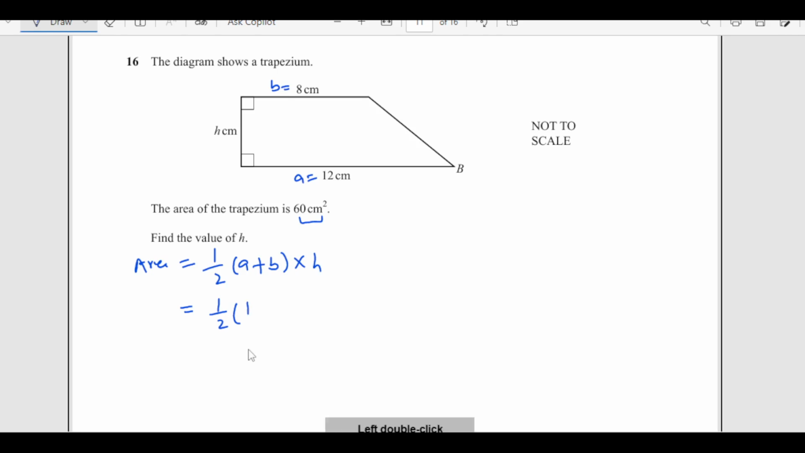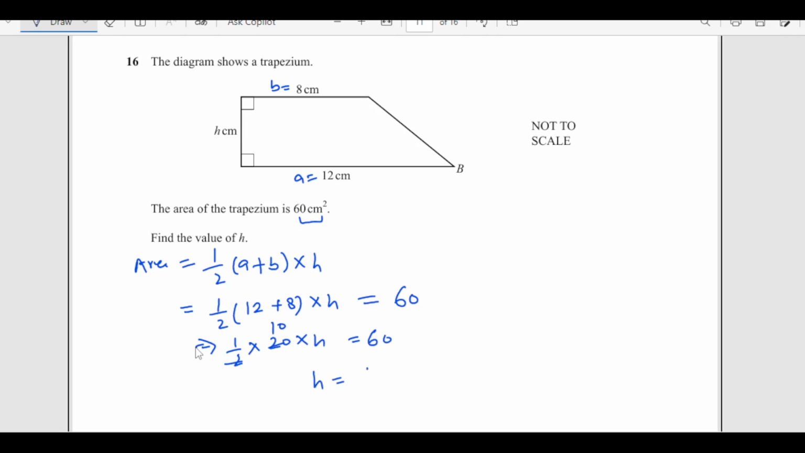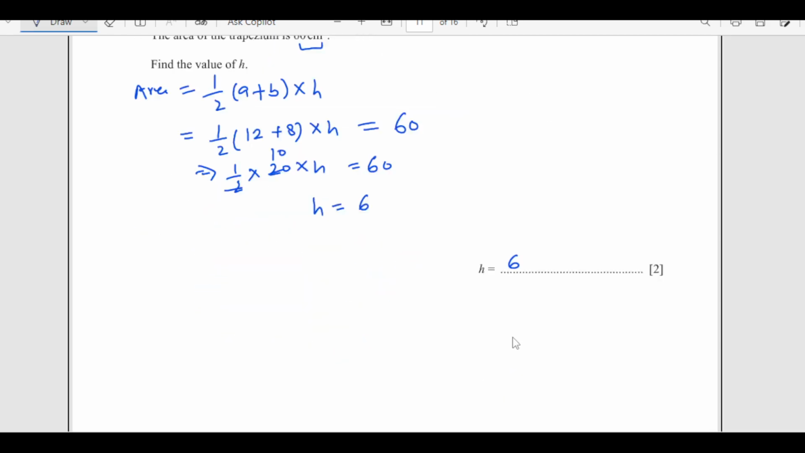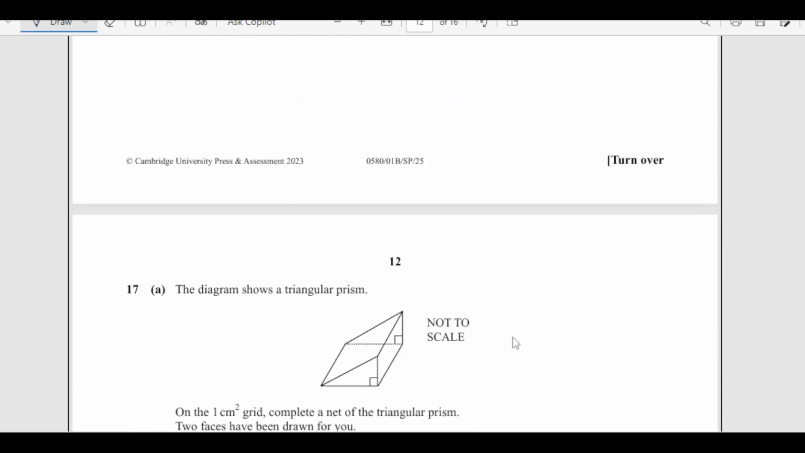a is 12 and b is 8, times h; we don't know what h is, and this is equal to 60. So this is going to be 1/2 times 12 plus 8, which is 20, times h equals 60. Just reminding you again, no calculators. So h is equal to 60 over 10, that is 6. So the value of h is 6, right. Centimeters are already written there, so no need to write down centimeters.